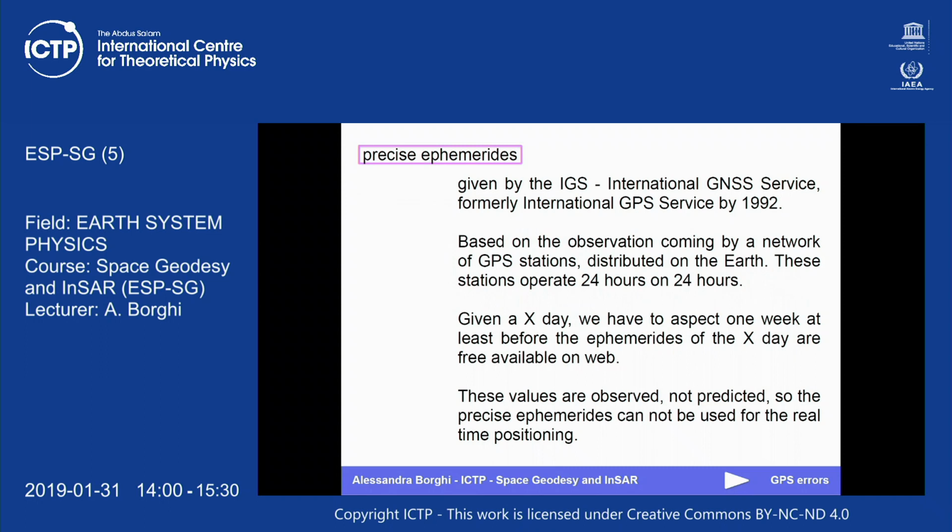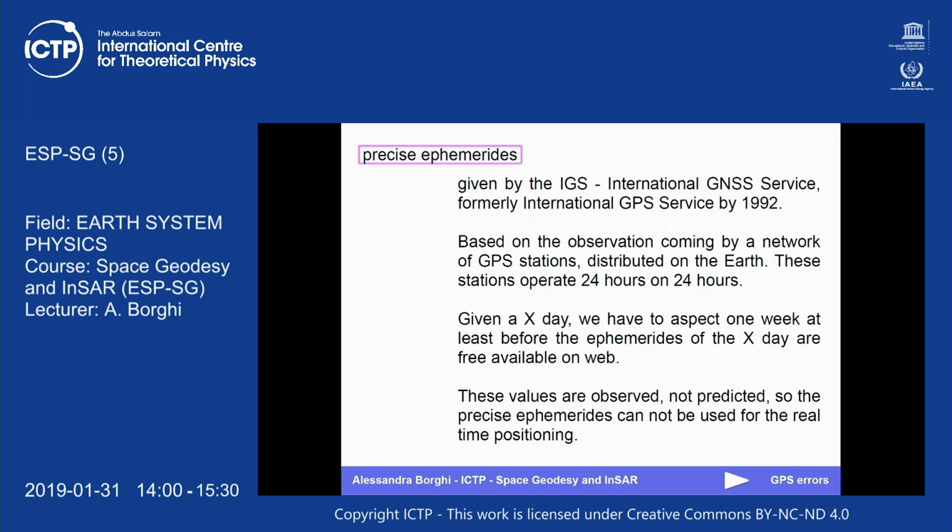Or for high precision applications, we need to really know the position of the satellite in the sky with a high precision. So in 1992, a service called International GNSS Service started. At the beginning it was called International GPS Service, and one of the services of IGS was to compute the ephemerides of the satellites using real data.